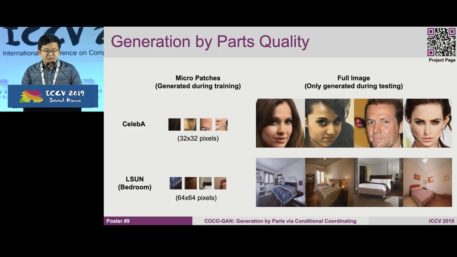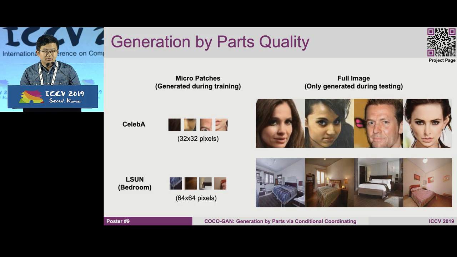Here we show some generation results on the CelebA dataset and the ALSM veteran category. On the left-hand side are the generated patches, and on the right-hand side are the generated full images. Notice that the full images are visually seamless and of high quality.